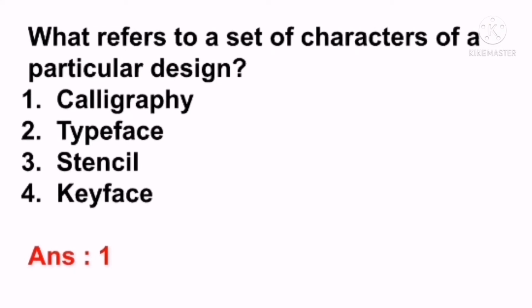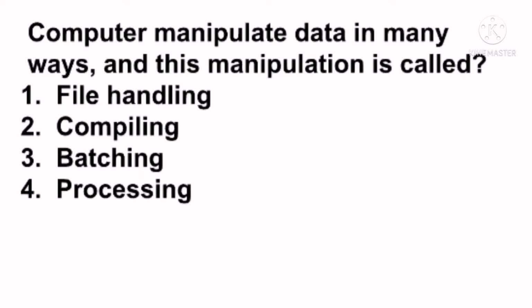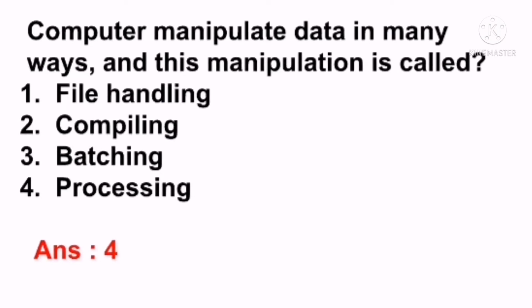Okay. Next question. Computers manipulate data in many ways, and this manipulation is called, your options are, first one, file handling, second one, compiling, third one, batching, fourth one, processing. Correct answer is processing. So processing is nothing but manipulating data in many ways. This manipulation is nothing but processing.